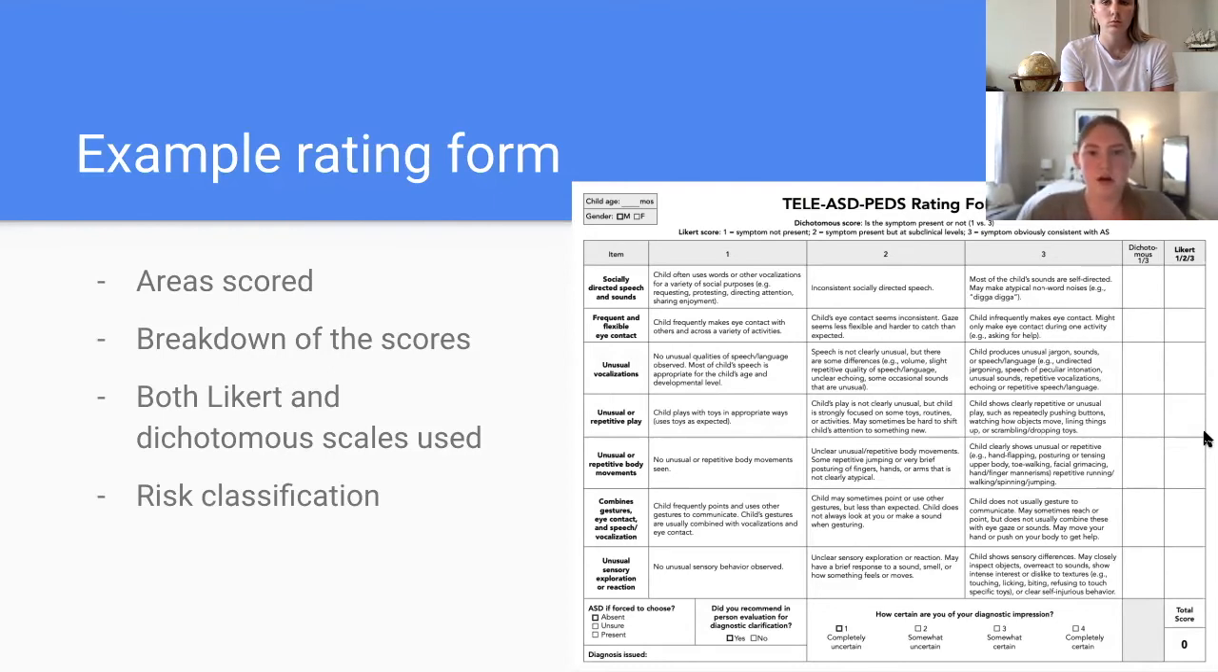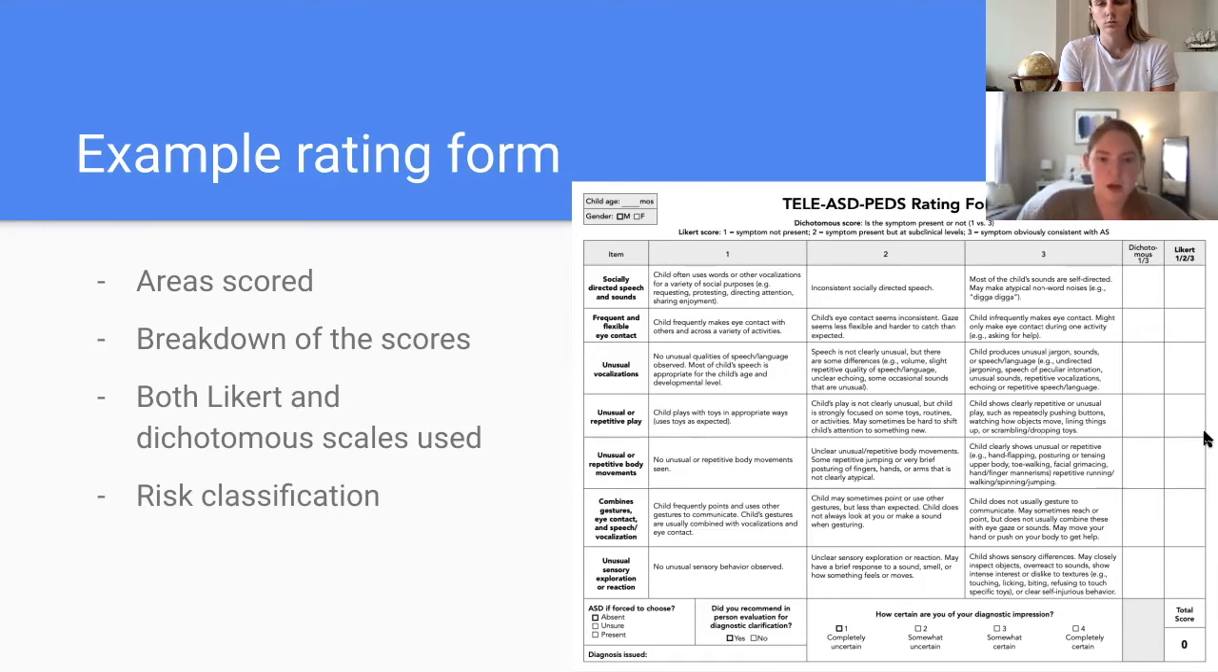And then there are 3 different score possibilities. So there are both a Likert and a dichotomous rating that is used on this tool. Like we mentioned before, this tool is still being developed and perfected and researched. So at the moment, there are 2 scores that are collected. One that's a Likert. So a score of a 1 would indicate symptom is not present. A score of a 2 would indicate a symptom is present, but at a subclinical level. And a 3 would be a symptom is obviously consistent with autism spectrum disorder.